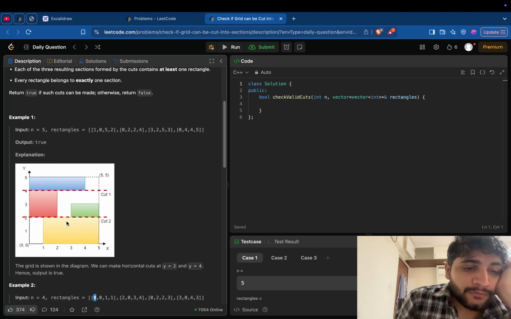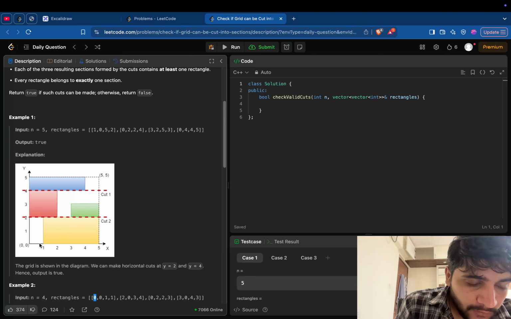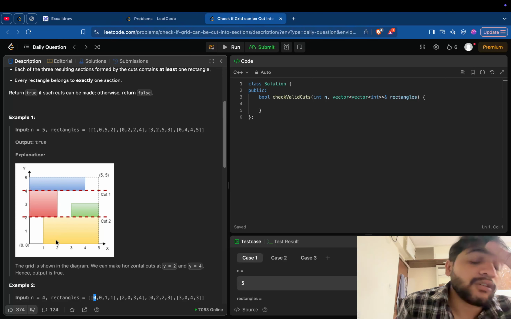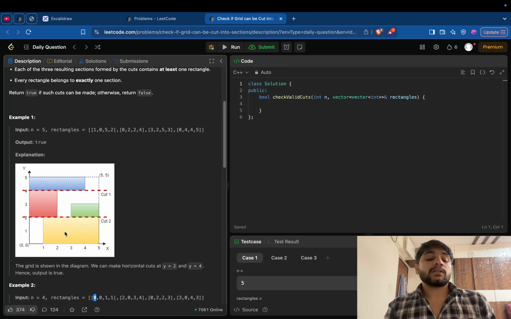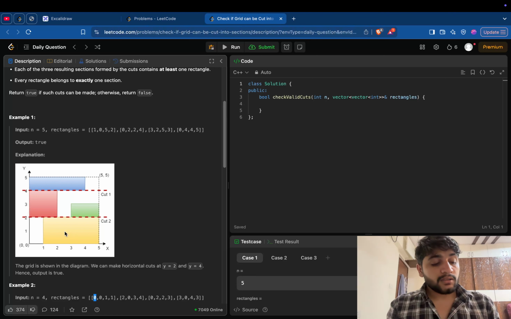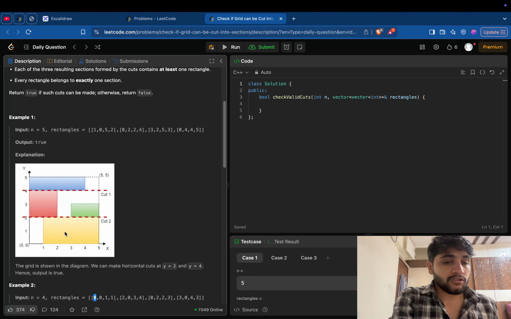So if we try from here, okay, we start from here. If we try to do it along the y-axis, we start from here, we go there, we go there, we go there. The first rectangle which ends is at 2. Can we make a section? No, we cannot, because if we have a cut there, then this rectangle will be part of two sections. But how do we do this in code is the main question.